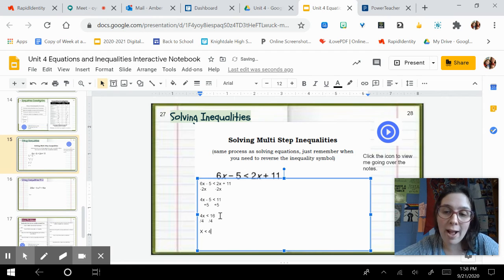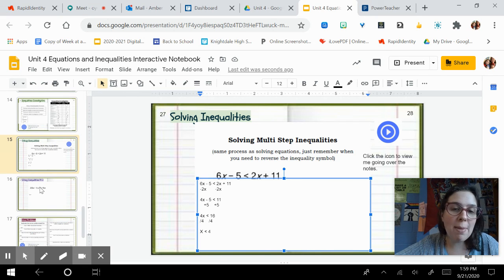So when I graph this, it would be on a number line at 4. It would be an open circle because there's no equal to bar. That means any number less than 4 but not equal to 4 would be included. So I would put an open dot at 4 and then shade all the way less than 4, okay?